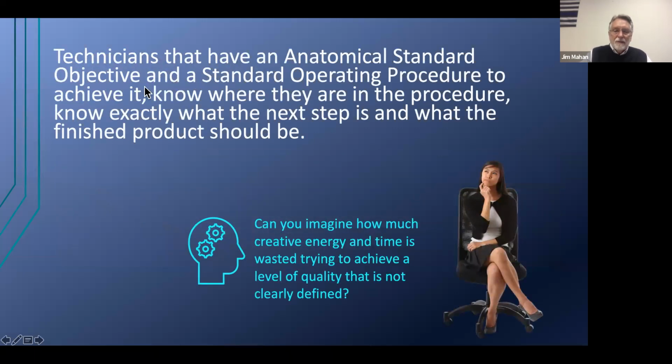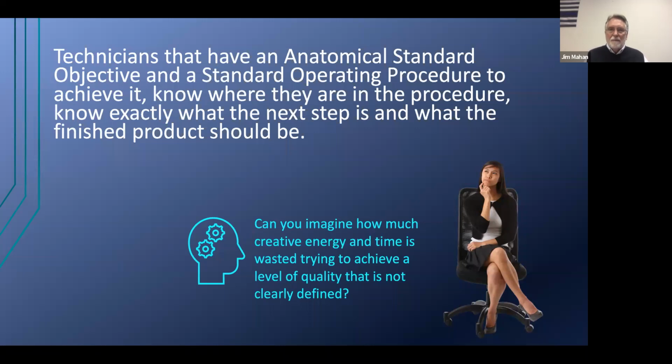Technicians that have an anatomical standard objective and a standard operating procedure to achieve it know where they are in the procedure and know exactly what the next step is and what the finished product should be. If you have a technician sitting at your bench, they have an exact idea of what the objective is, and they have a step-by-step procedure to achieve it. You have a power technician. You have someone who always knows where they are in the process, always knows what's going to be next, and they're productive. So they produce a quality product and they produce a lot of it.